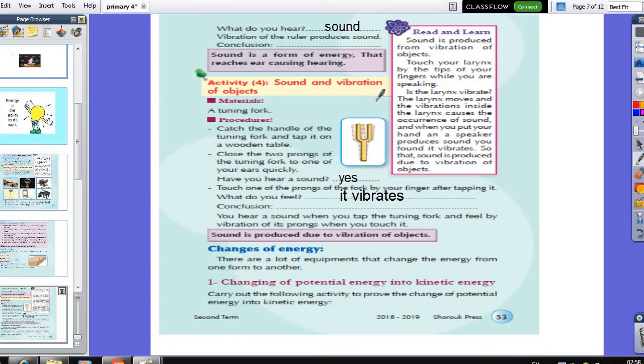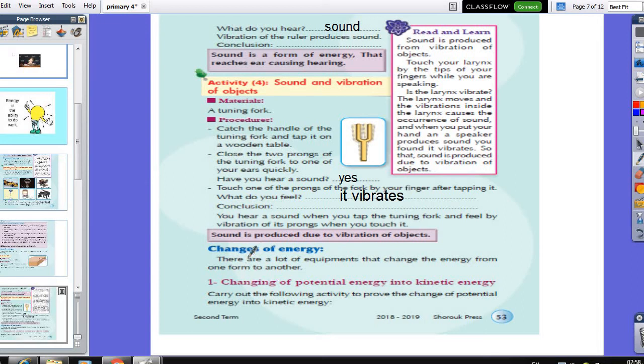Also have another activity to indicate that sound is produced due to the vibration of objects. If you have a tuning fork and you tap it on the table, then you will see the two ends of the fork vibrate, and due to the vibration you will hear a sound. So the sound is produced due to the vibration of objects.